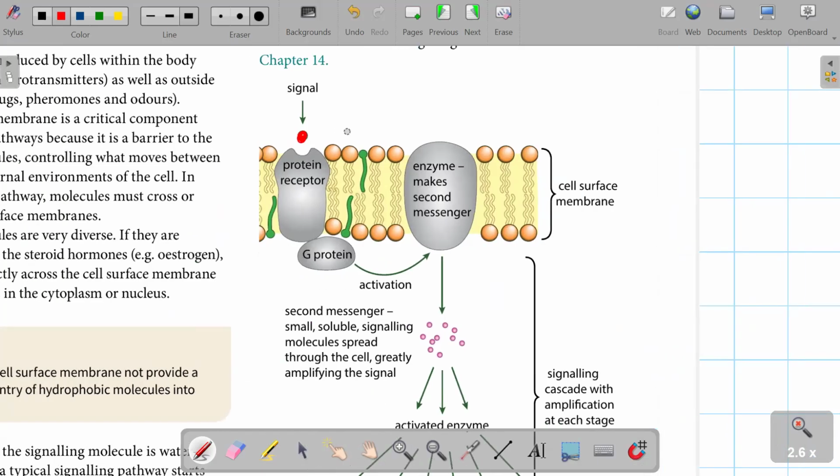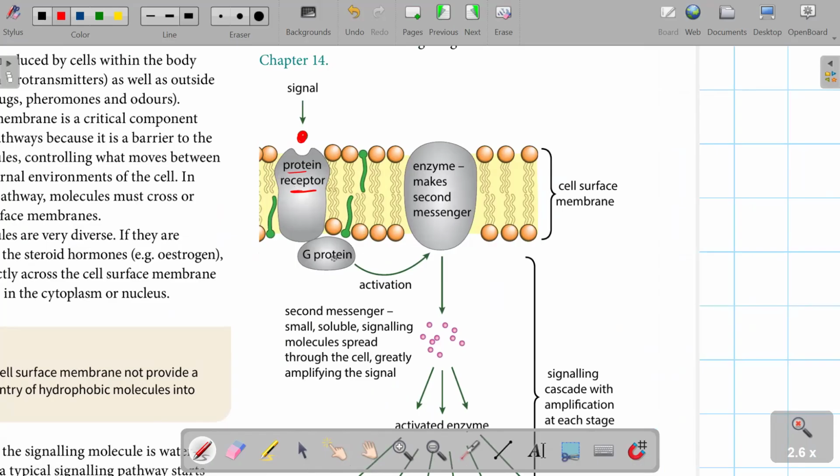What was the protein receptor called? Receptor proteins. There are basically receptor proteins and carrier proteins. This is a receptor protein because it is receiving a signal, right? That is why it is known as a receptor protein.